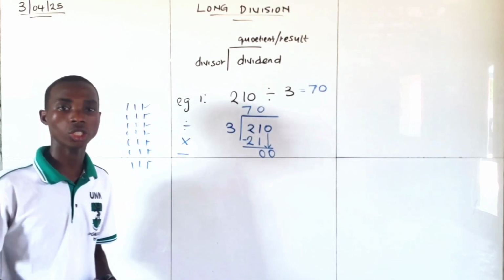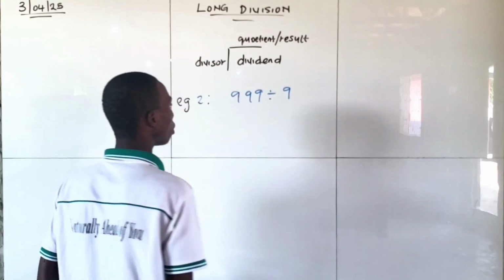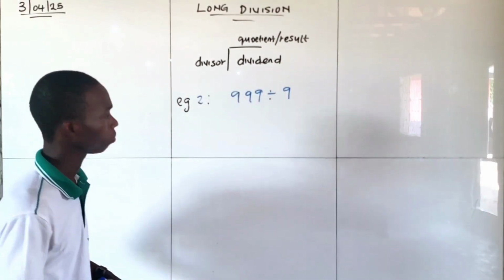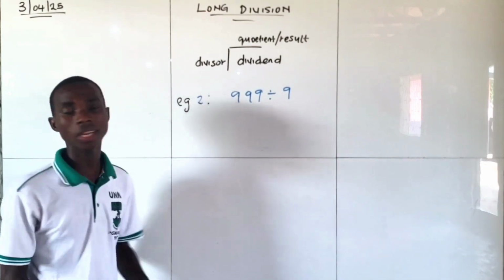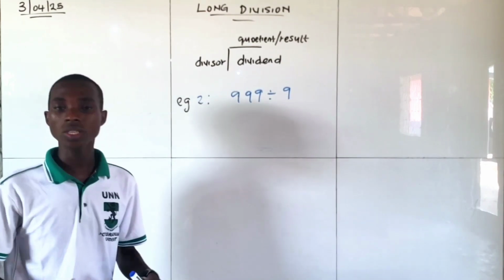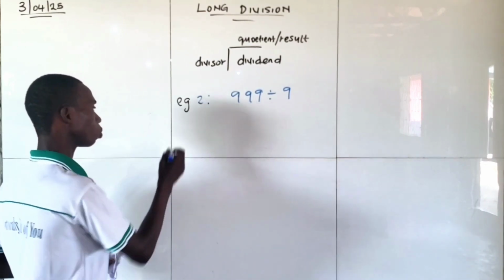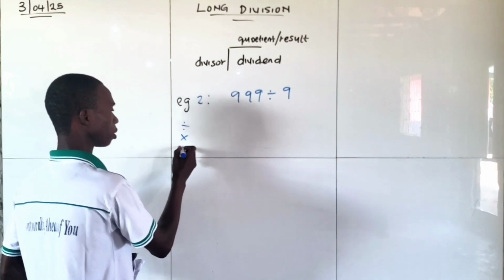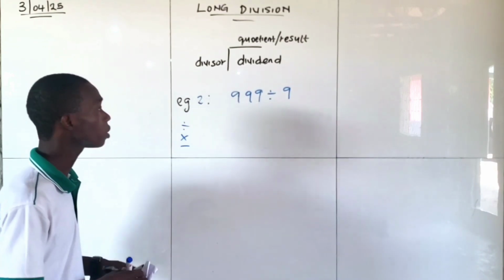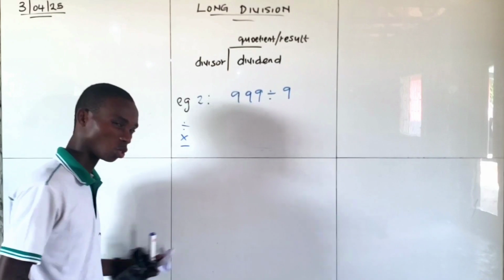Now let's take the second question. Look at this question very well. They are giving us 999 divided by 9. Now, you see the same process. First of all, we divide. Secondly, we times. Thirdly, we what? We minus. So use the same process while solving for long division and you get your answer.